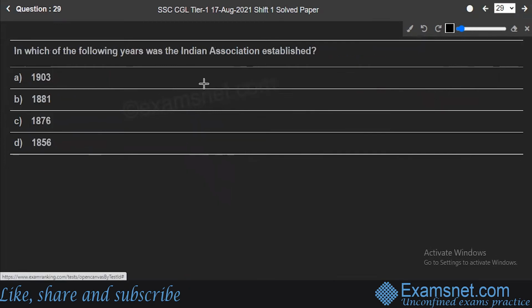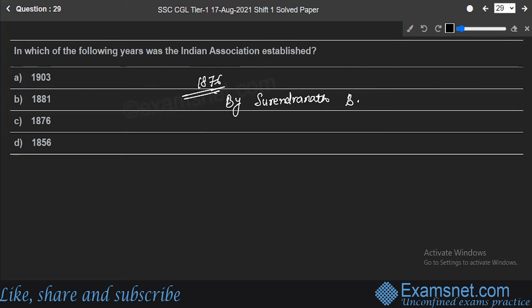Let's move to the next question, number 29. In which of the following years was the Indian Association established? 1903, 1881, 1876, or 1856? Which is the correct option? See, the Indian Association was the first approved nationalist organization founded in British India by Surendranath Banerjee and Anand Mohan Bose in 1876.